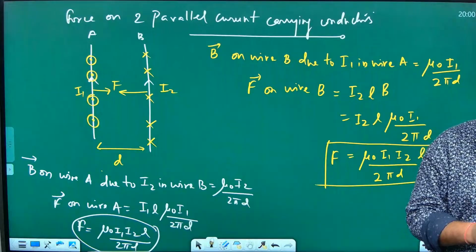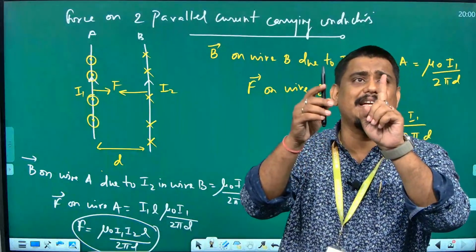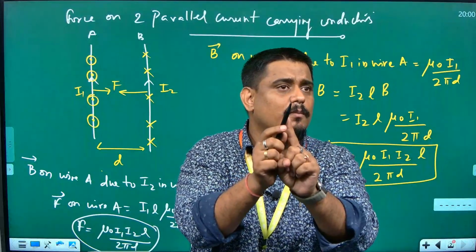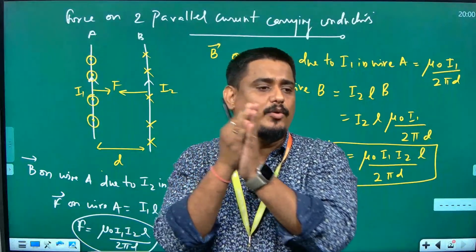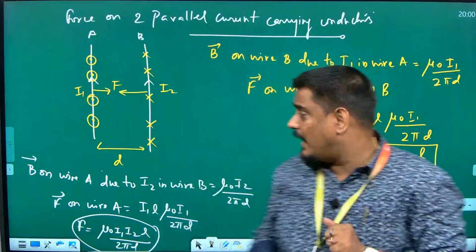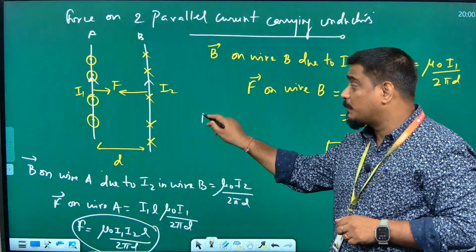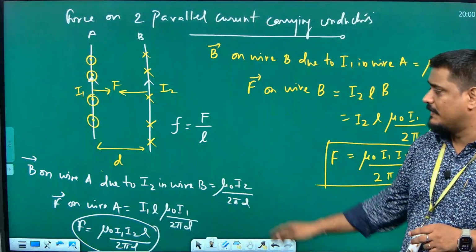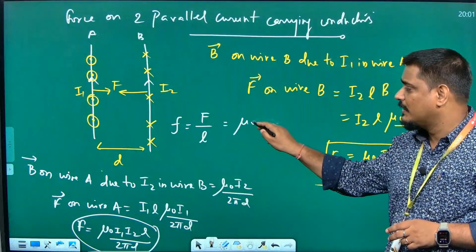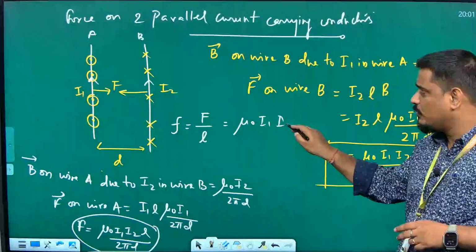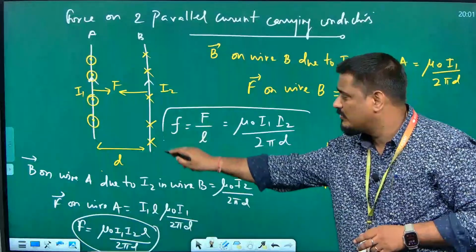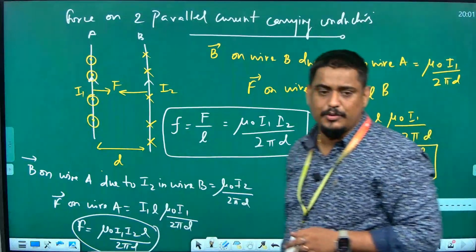So now you understood that if there are two wires carrying current in the same direction, they will be attracting each other with the force mu naught I1 I2 L by 2 pi d. If they ask you what is force per unit length, it is given by the letter small f, force per unit length, that will become equal to mu naught I1 I2 by 2 pi d. Is it clear to you?